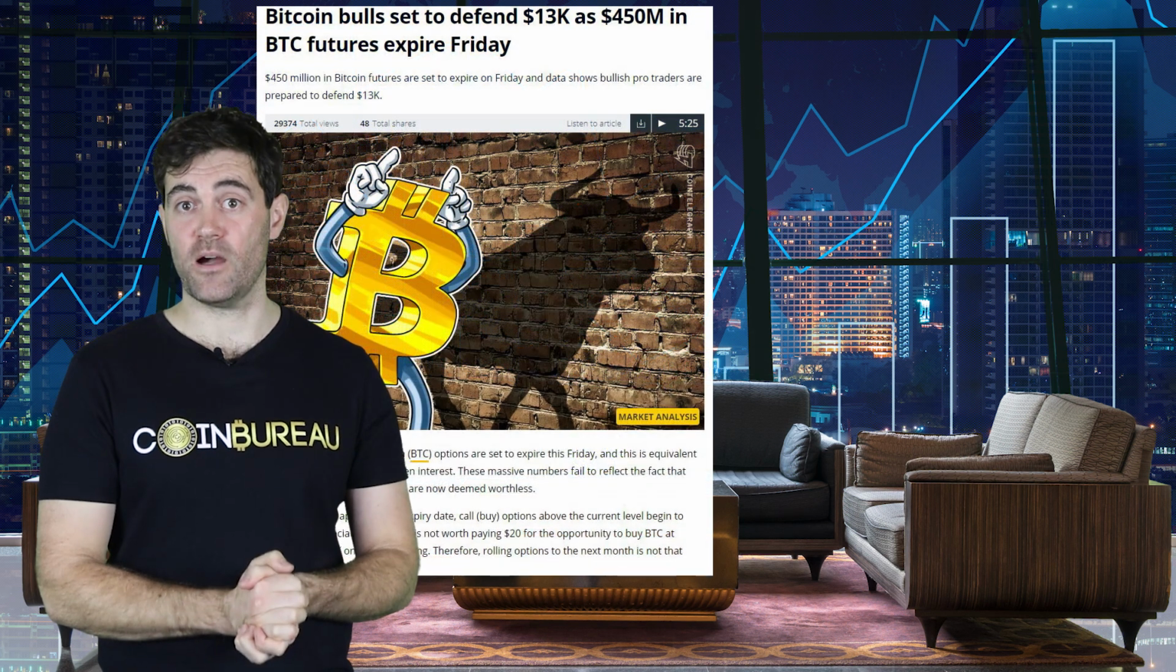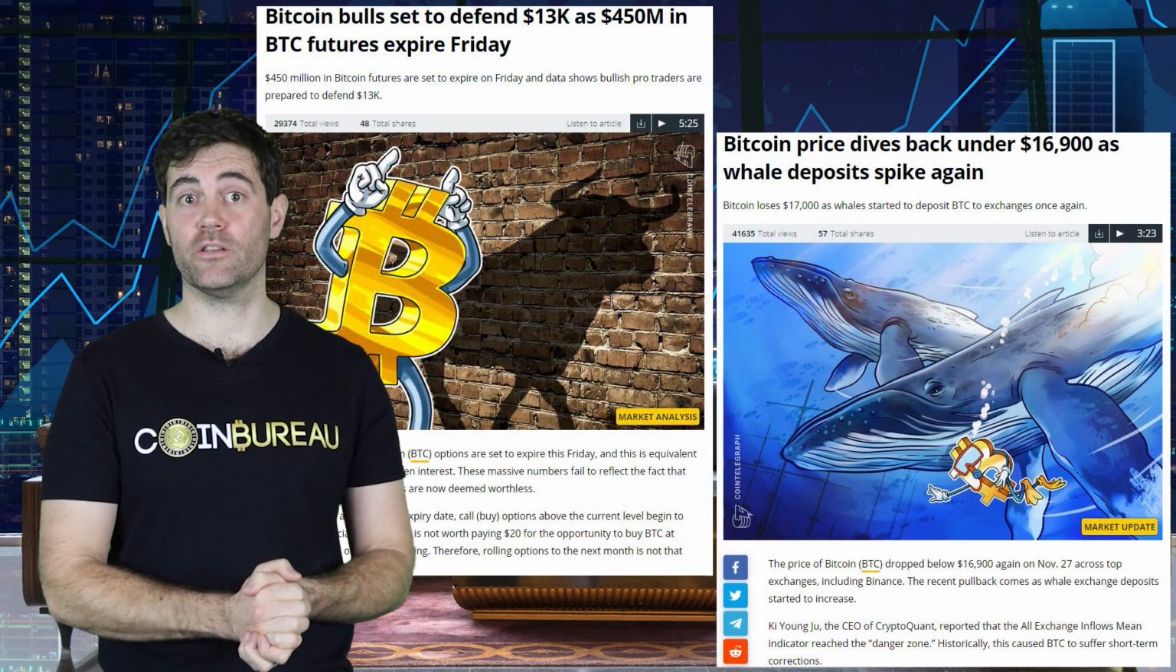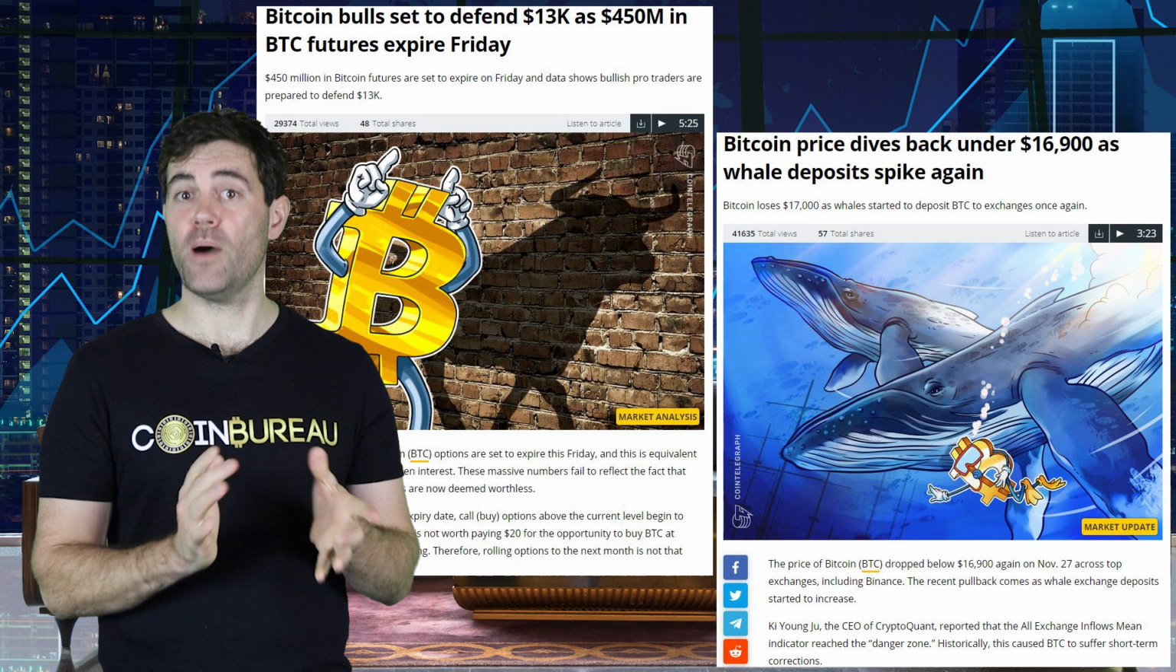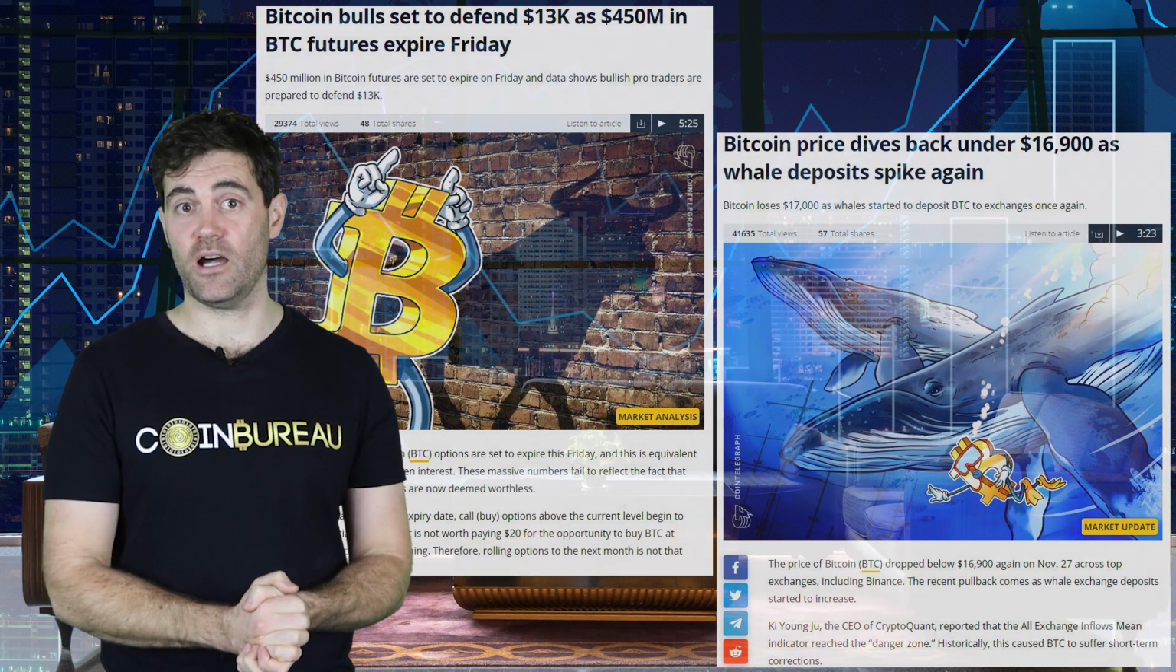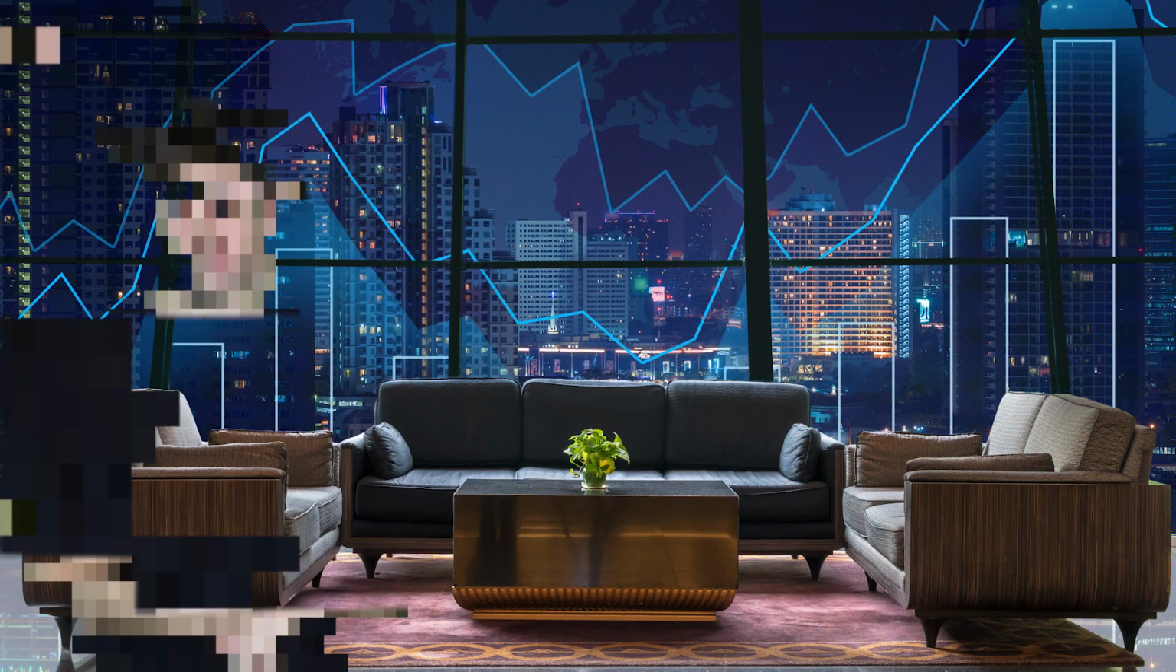You should also note that this is not a science. There are many other factors that can swing the price on expiry. Let's not forget that you also have the impact of the futures markets as well as large whale orders going through on the spot market. But it is a handy guide that I use from time to time.